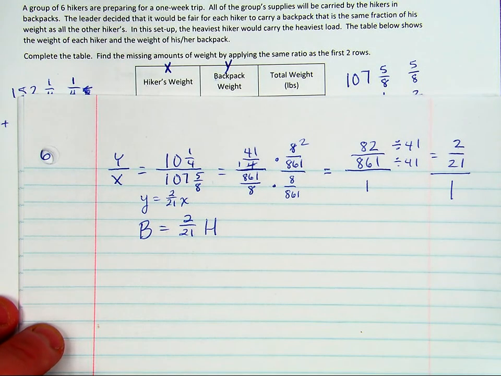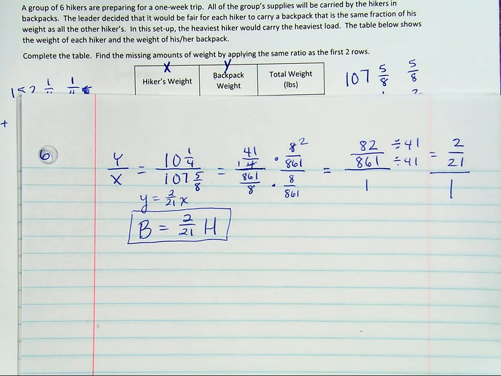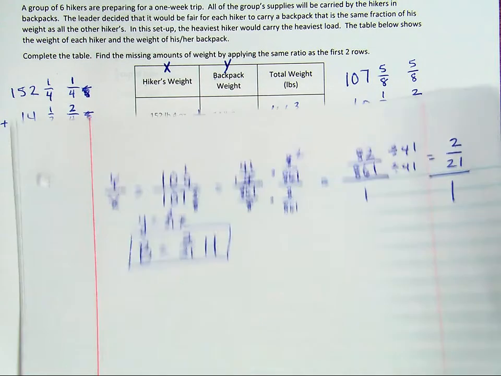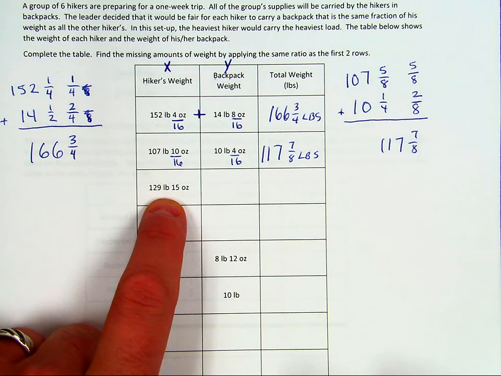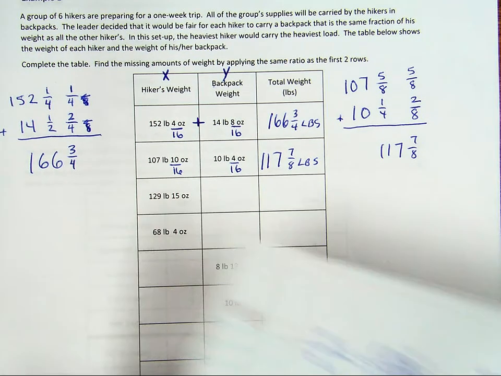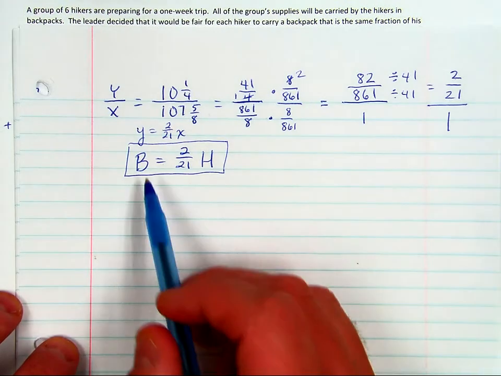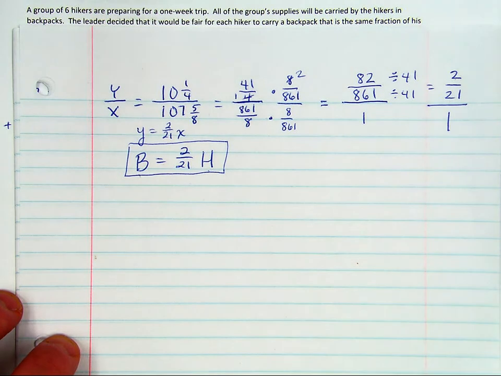So this is the equation that we're going to use to fill in the rest of the table. All right? So let's take a look at this one. We have 129 and 15 ounces. Am I going to take this value and substitute it for the B or do I substitute it for the H? Correct.